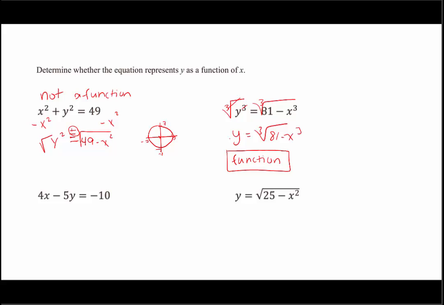And again, if you can, let's look at the graph. So there's the graph of y equals the cube root of 81 minus x cubed. You can see that it will pass the vertical line test.